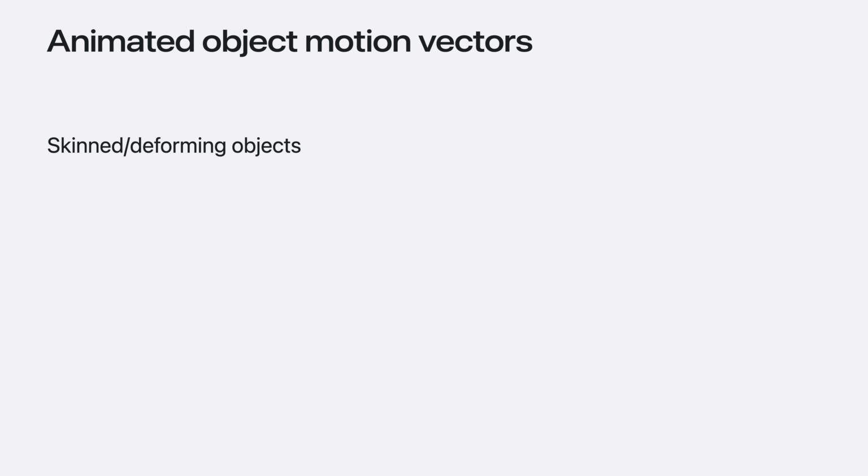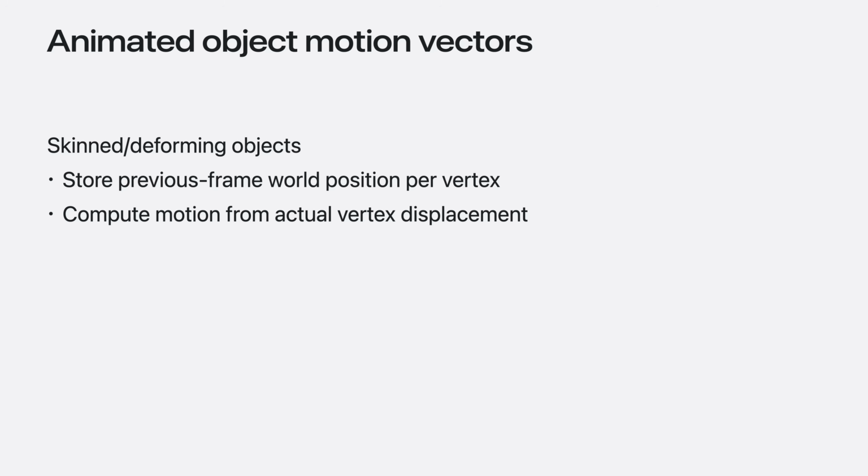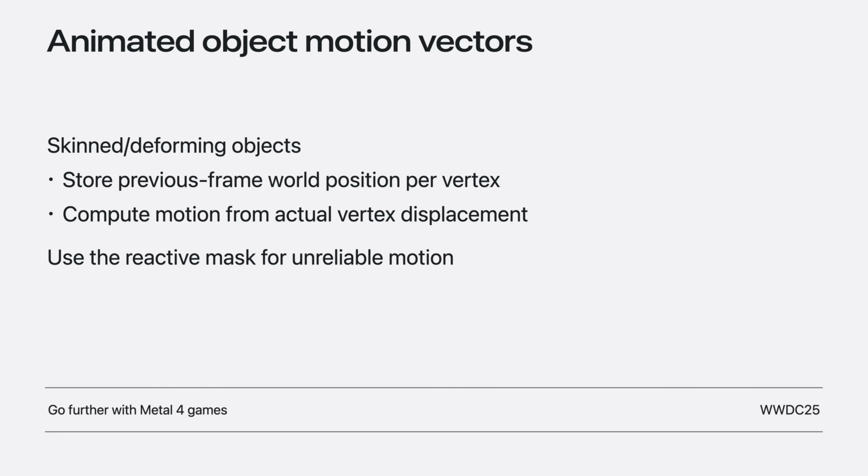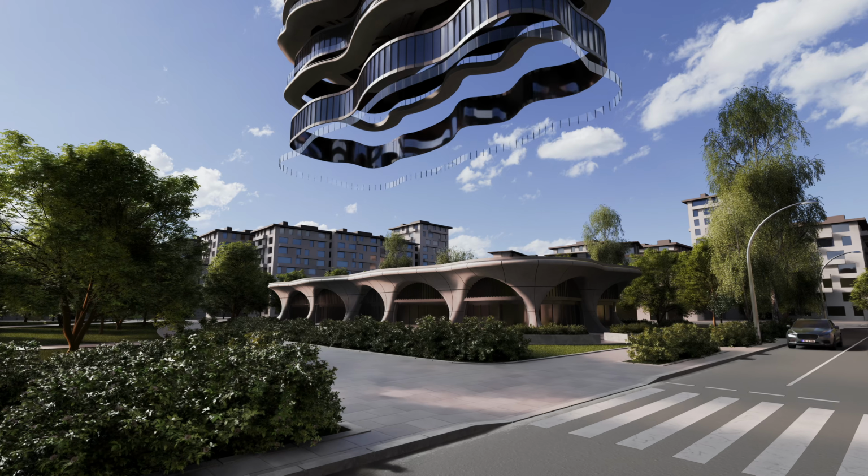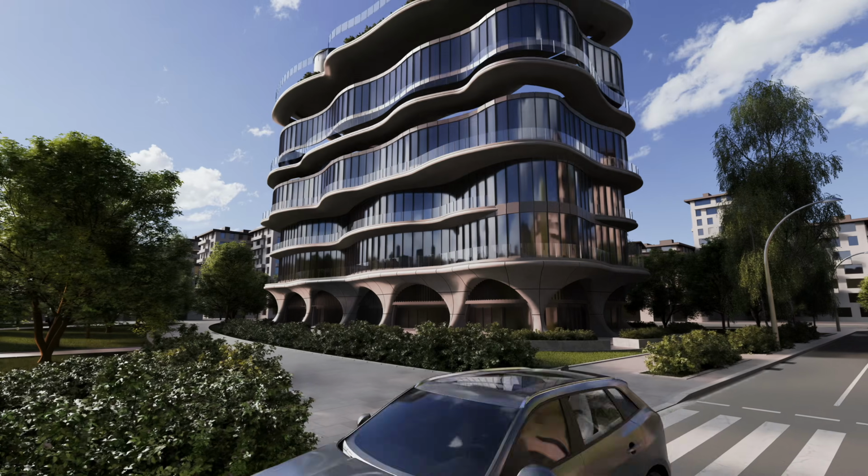For objects that move and deforming geometry, the camera-only path won't see the displacement. Store each vertex's previous frame world position or skin twice, and compute the actual motion vector. For objects where motion is genuinely unreliable, like fast alpha-blended particles, use the reactive mask. For more on the reactive mask, check out Go Further with Metal 4 games. This is what it looks like in practice.